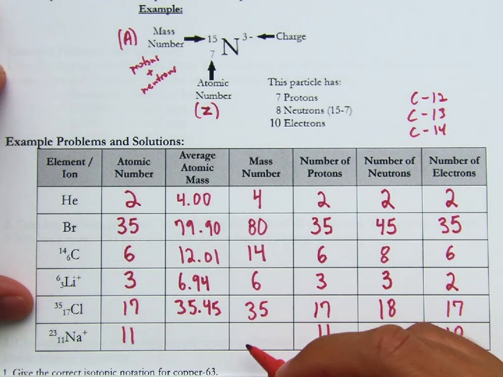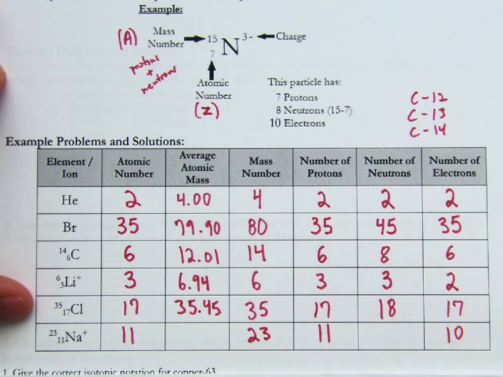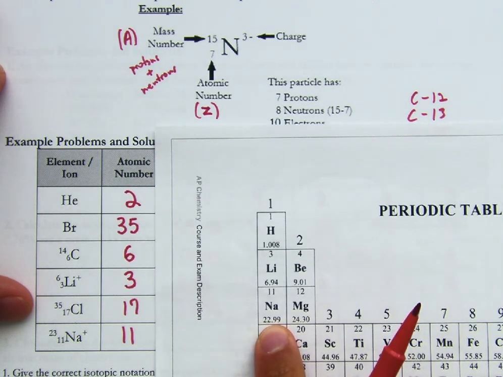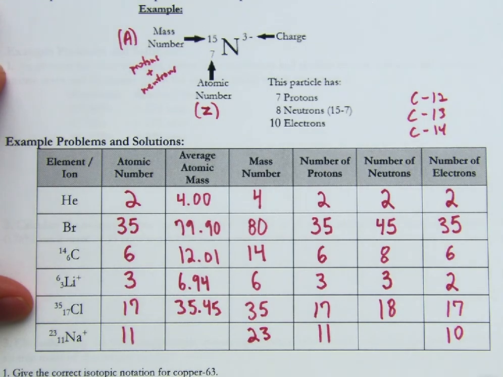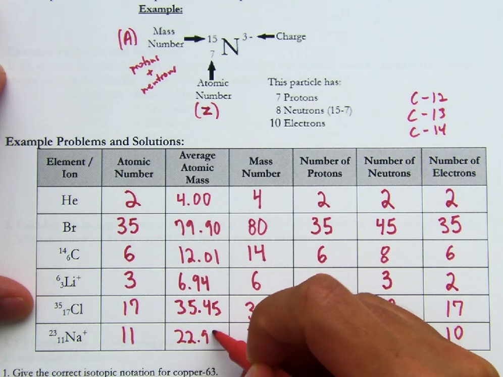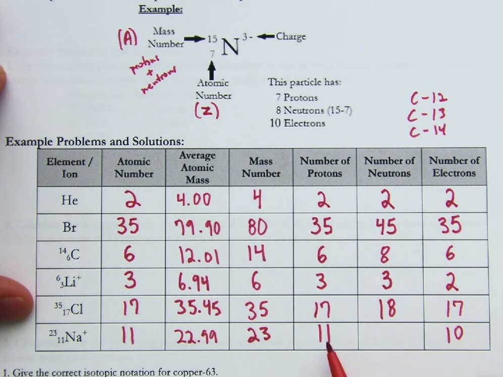The mass number is 23. If you look on the periodic table for sodium, the average atomic mass is 22.99. So our mass number is very close to our average atomic mass. And you have to think, something plus 11 gives you 23. And that something is 12.